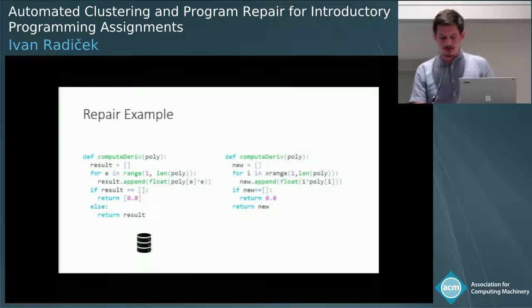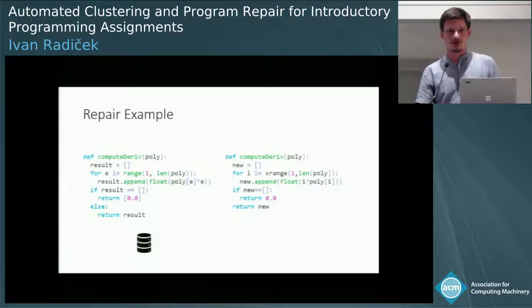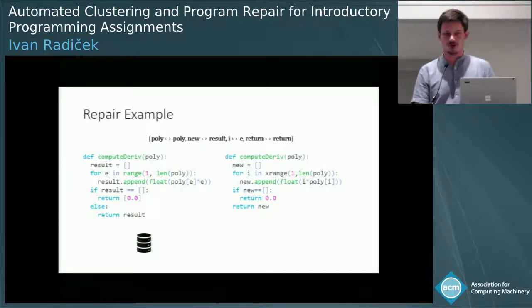So let's see an example. On the left, we have a correct program, the same one which we have seen before, which we have used in clustering. The input to the repair procedure is also a database of our collected expressions. And on the right, we have one incorrect implementation of this program. And the algorithm, as I mentioned, as a first step, comes up with the variable relation between the incorrect program and the correct one.